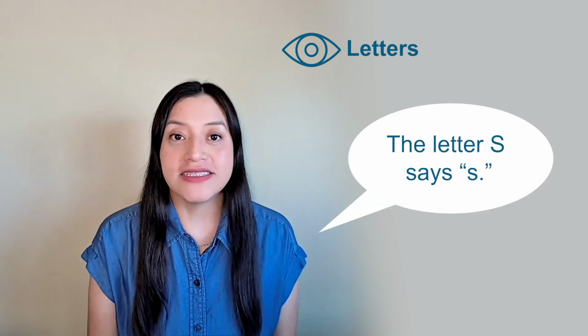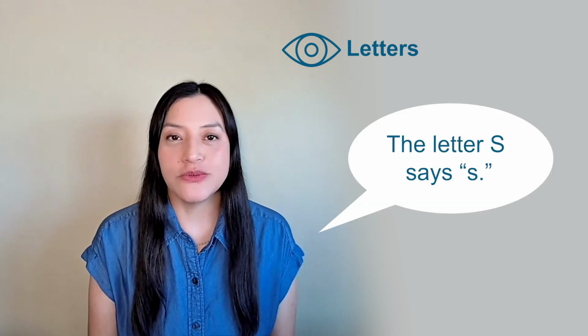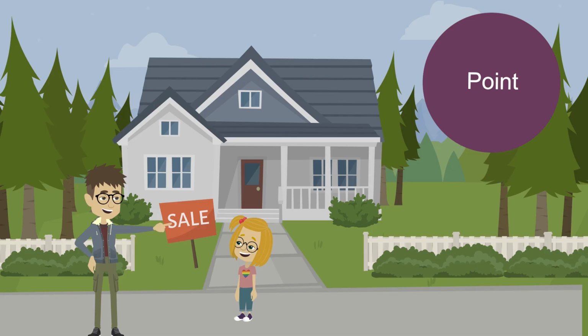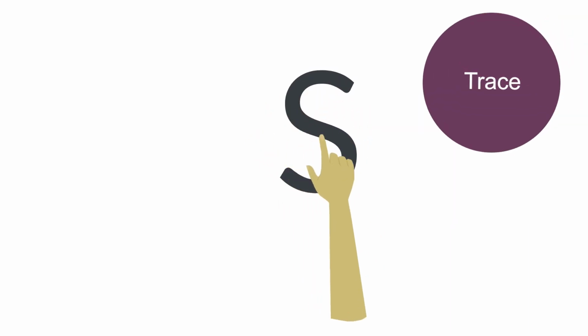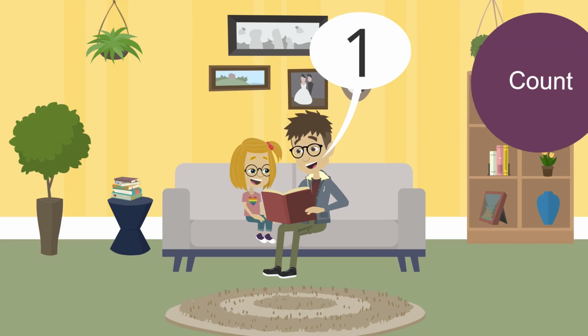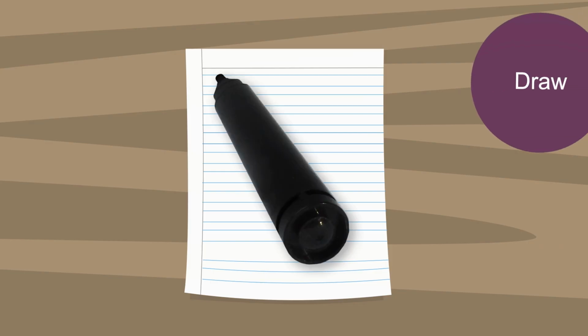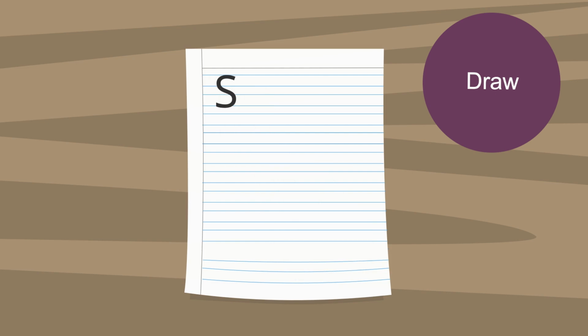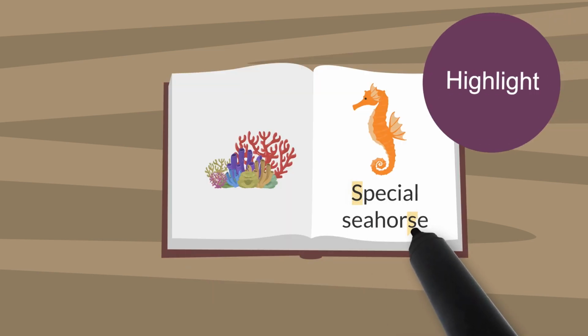You can also encourage your child to see the sound using letters. Tell your child the letter S makes the S sound, and sometimes so does C. Point to the letter S as you read together or see it on signs. Trace the letters with your finger, count the letters, draw the letters in the air or on paper, or highlight the letter in words with a marker.